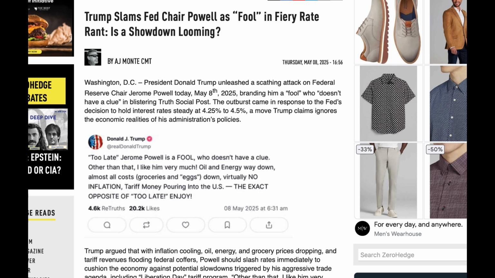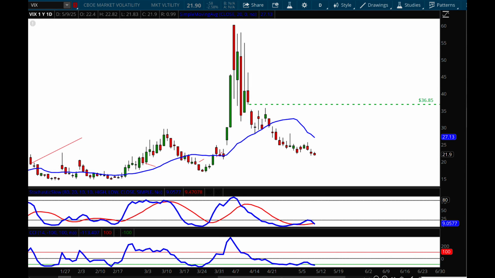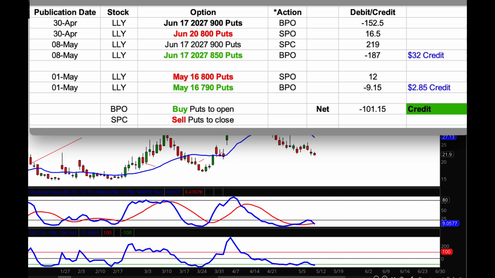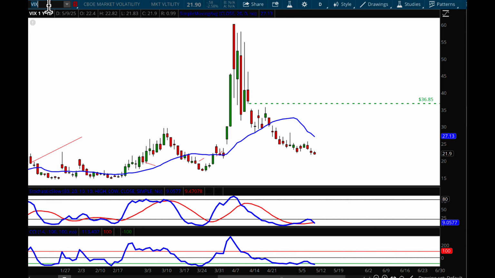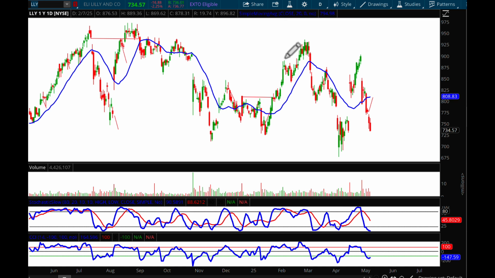Now I want to show you the trade of the week. We had a position on in Eli Lilly that we put on April 30th. Now I'm going to show you this. Let me show you the chart first, okay? Eli Lilly is a pharmaceutical company, ticker symbol LLY.